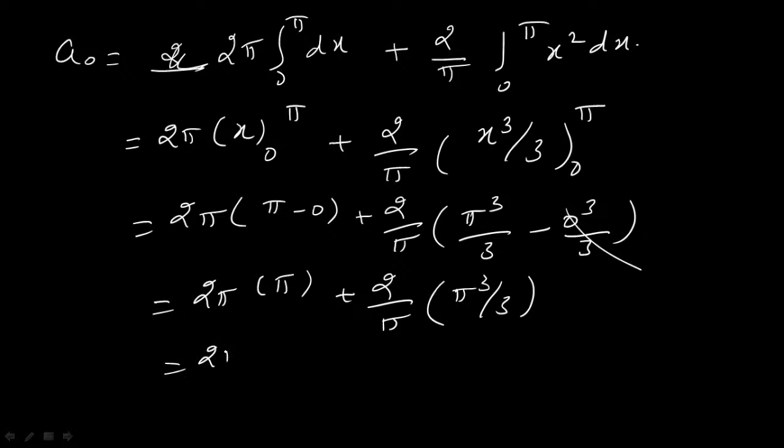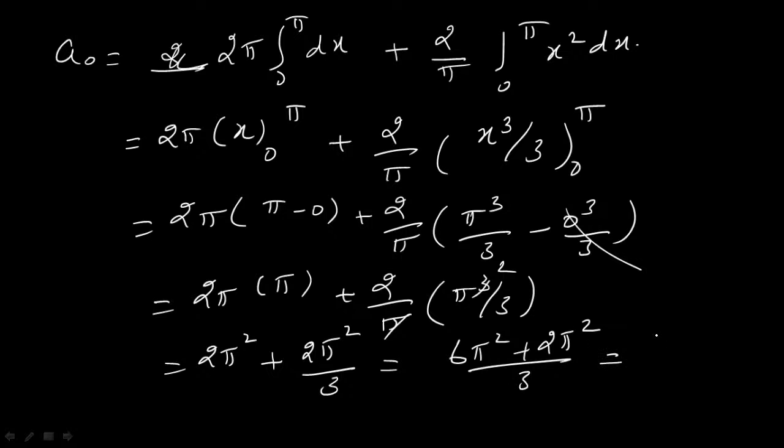That is equal to 2 pi squared plus, here one of the pi being cancelled, you get 2 pi squared divided by 3. Take an LCM as 3. What do you get? 3 twos are 6. So 6 pi squared plus 2 pi squared divided by 3, that is 8 pi squared divided by 3, which is the value of a naught we have calculated.